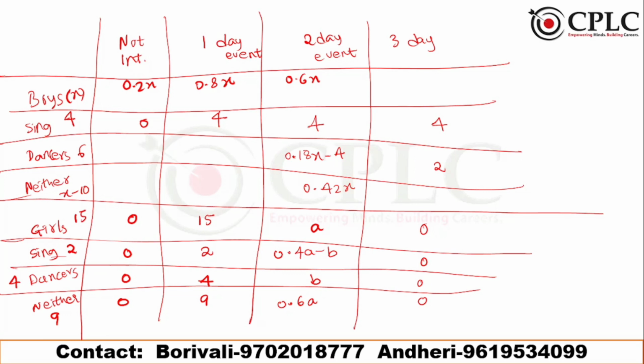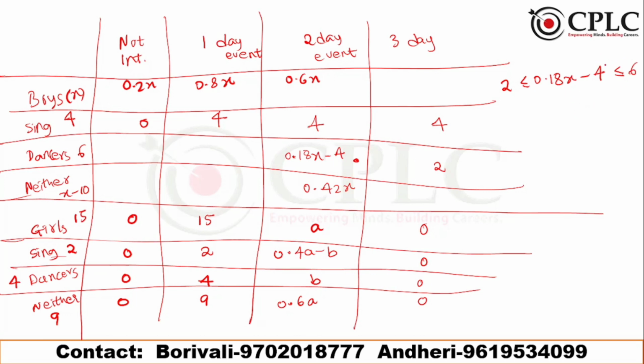Now 0.8x, if you see, should be an integer number, and for which this entire calculation 0.18x should be an integer, and it should be a multiple of 50 actually. So obviously this 0.18x should lie between 6 and 10. So what we get from this is that 2 is less than or equal to 0.18x minus 4, which is this number, and it is less than or equal to 6 basically.